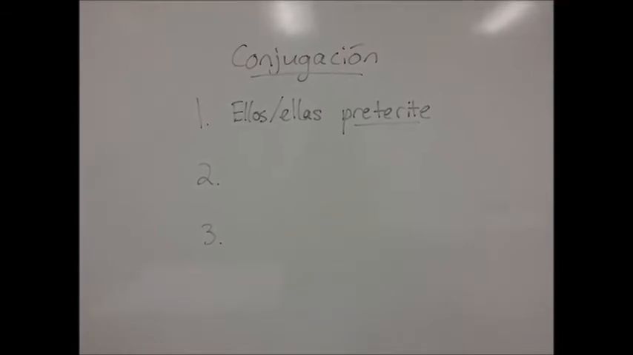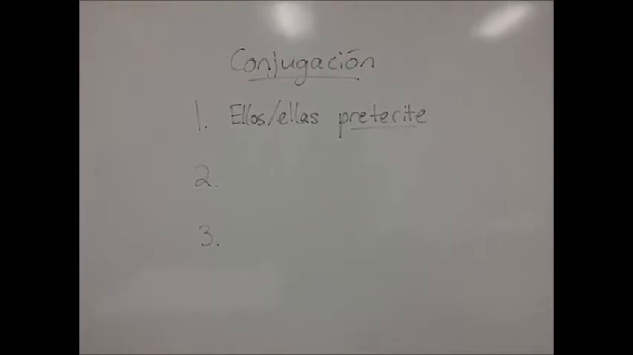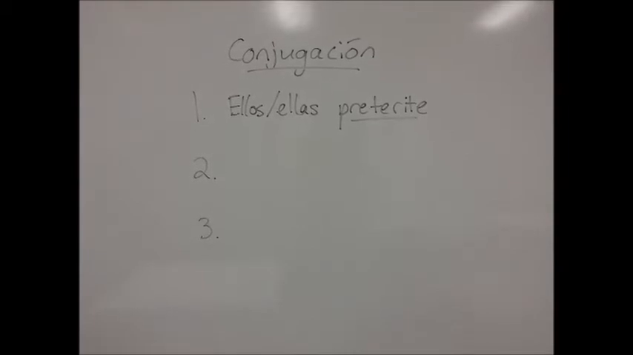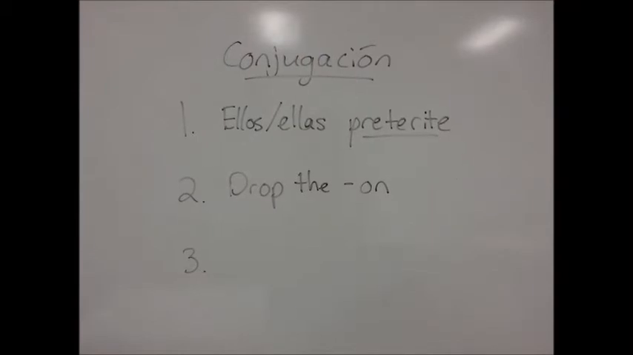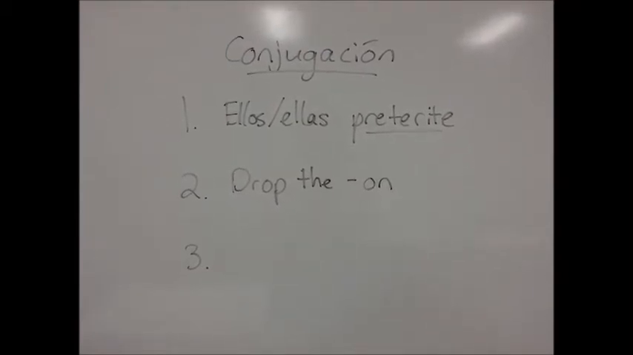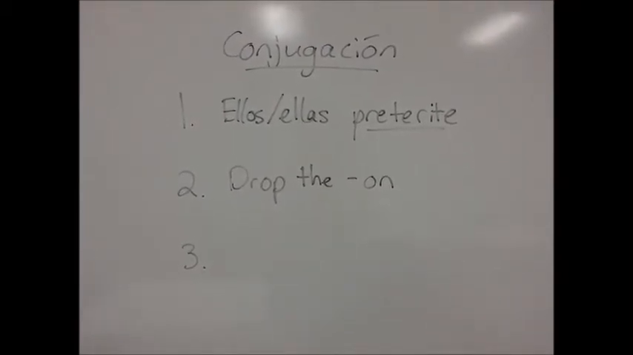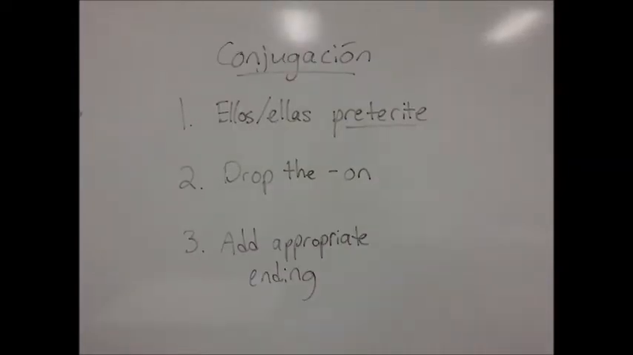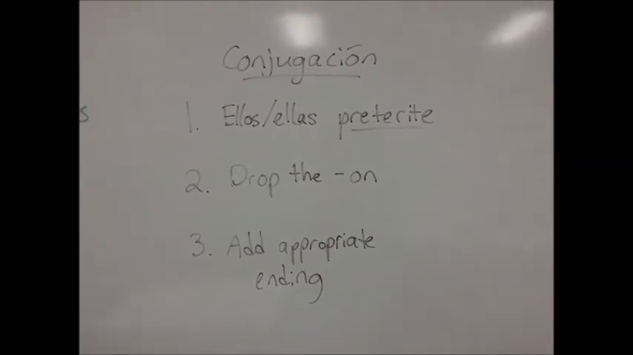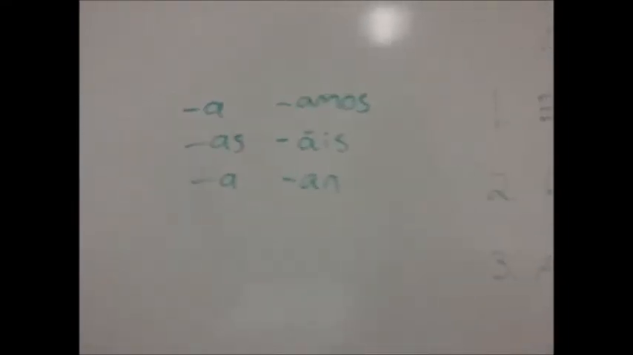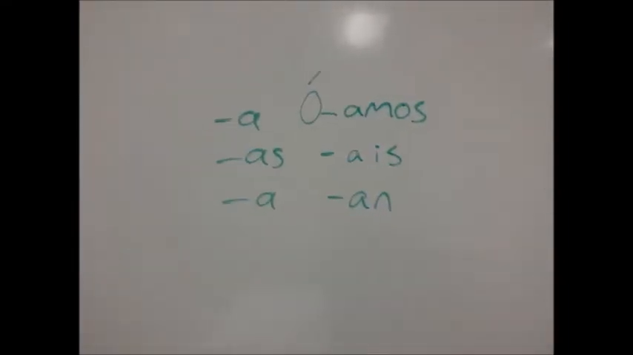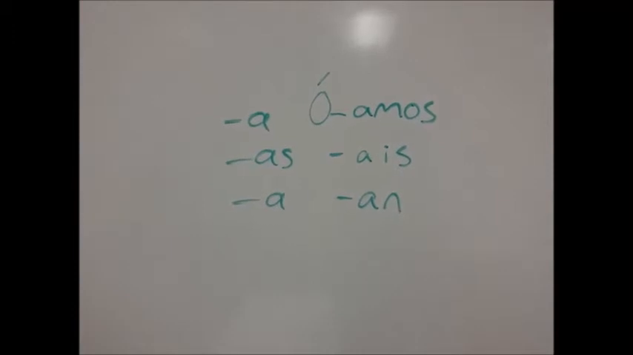There are 3 steps. The first step is to start with the ellos, ellas, ustedes form in the preterite tense. The second step is to drop the -on at the end of the preterite ending. The last step is to add the appropriate ending. The endings are right here. These are the imperfect subjunctive endings.